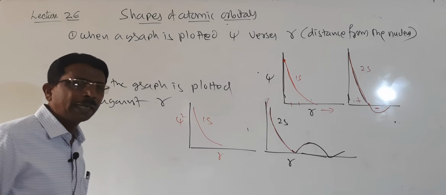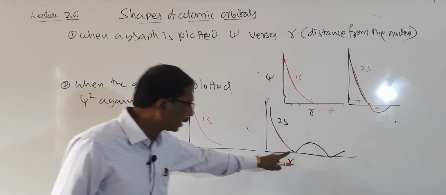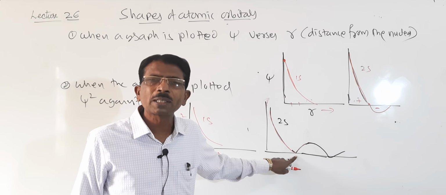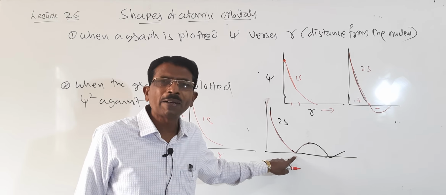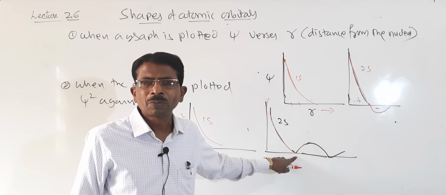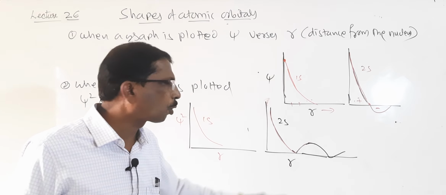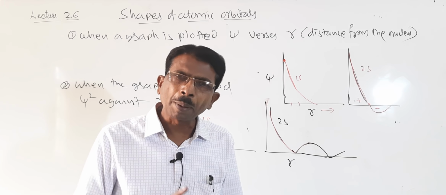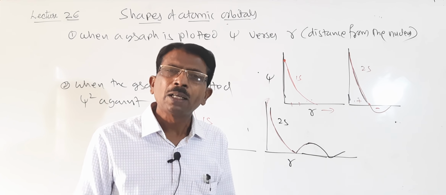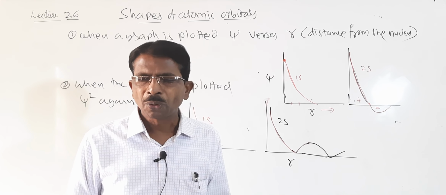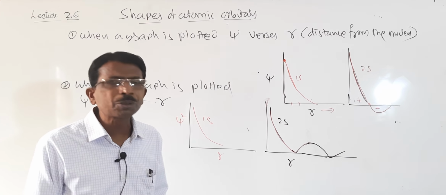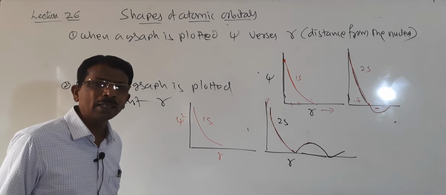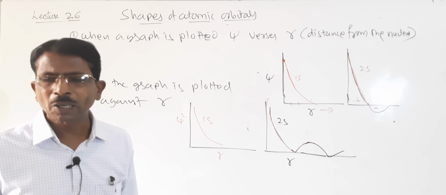Therefore students, remember that where it reaches 0 is called a nodal surface or node. The probability density of the electron is 0; there are no electrons. Then what is a nodal surface or node? It is one more question. The region where the probability density function becomes 0 or reduces to 0 is called a nodal surface or node.